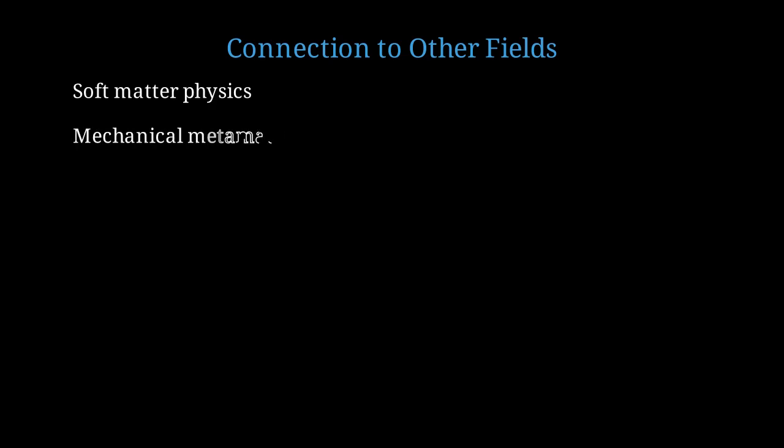This buckling paradox connects to many other fields. Let me briefly mention some fascinating connections. In soft matter physics, similar buckling phenomena occur in vesicles, liposomes, and polymer shells. The physics we've discussed applies broadly. In mechanical metamaterials, controlled buckling is used to achieve exotic mechanical properties. Understanding buckling allows us to design materials that buckle on demand.